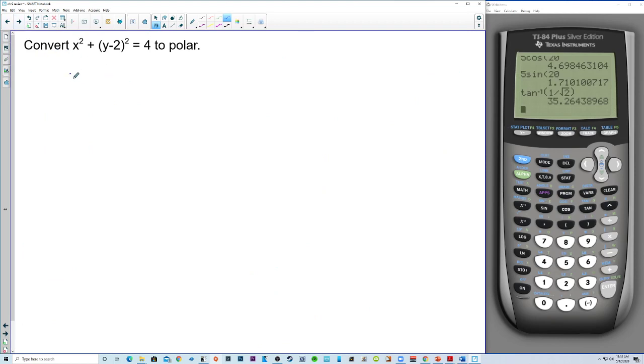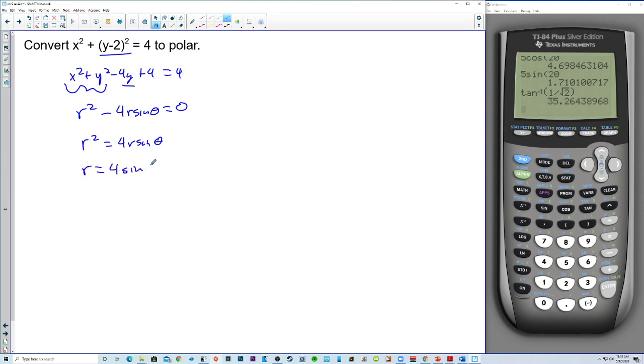Convert this to polar. We have x squared plus y squared minus 4y plus 4, that's expanding this out. It's equal to 4. We can minus 4 from both sides. x squared plus y squared is r squared. Minus 4r sine of theta. y is r sine. Subtracting 4 and we get 0. So r squared equals 4r sine of theta. And we divide both sides by r. So we get r equals 4 sine of theta, which is a circle.